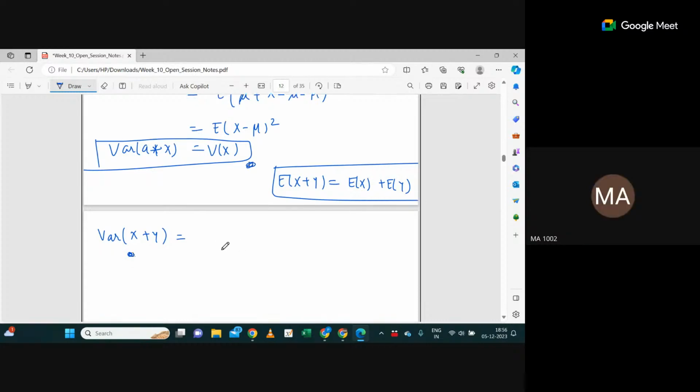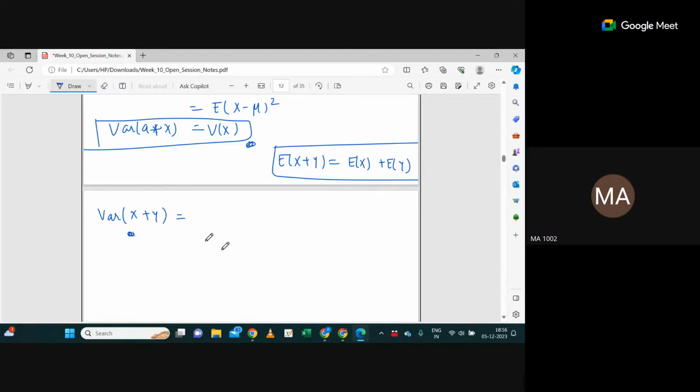So for two random variables, the variance of x plus y comes out in general to be the variance of x plus the variance of y plus two times the covariance of x comma y. We are not going into that much depth, I will just give you a general idea. So we can't say variance of x plus y is the same as variance of x plus variance of y.